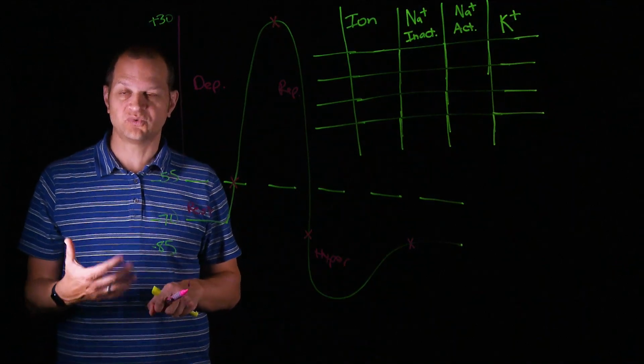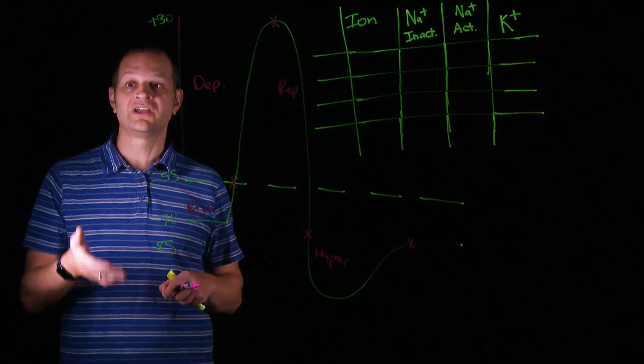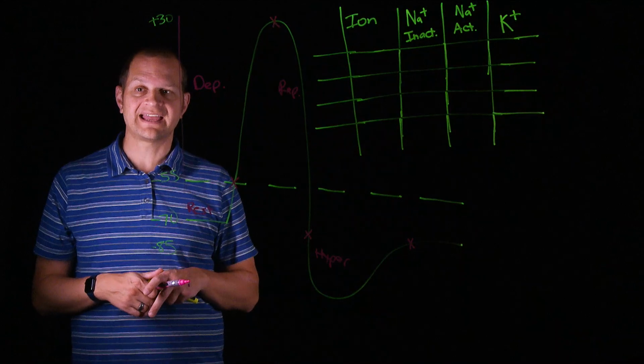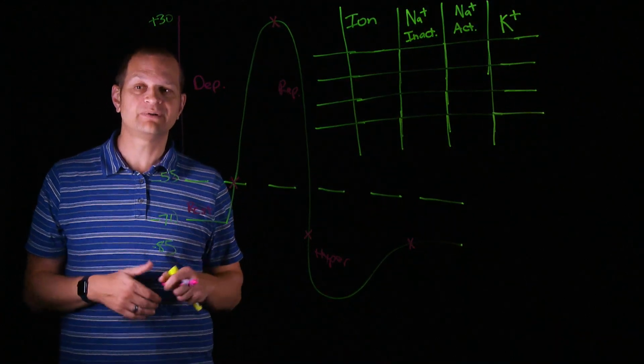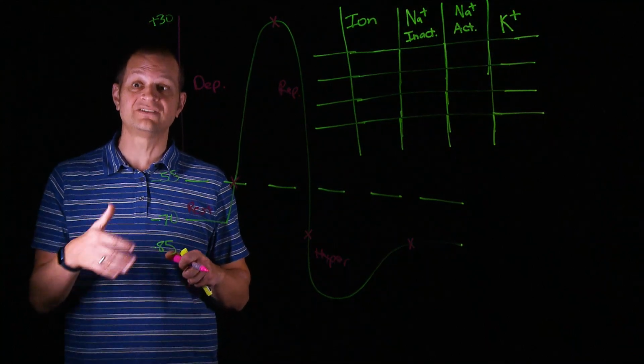Now, the potassium one's really easy. It's got a single door. When that door opens, potassium can move through it. When it closes, potassium can't move through it. Sodium, on the other hand, is a little more complicated. It's a double door. So like any building that you walk into on campus, you actually have to go through two sets of doors to get into the building.